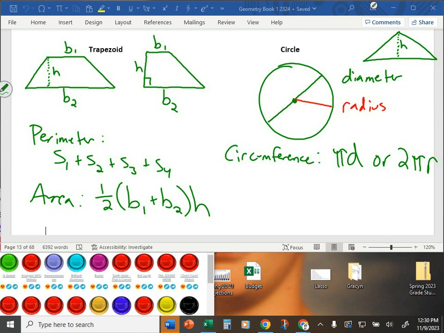And Boltinsky, what is the formula for area of a circle? Pi r squared. Pi r squared.